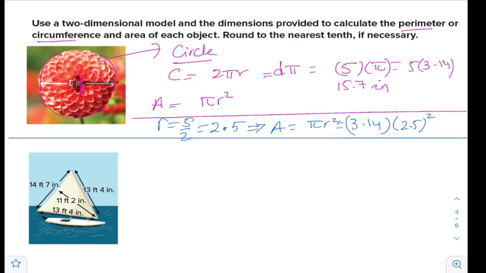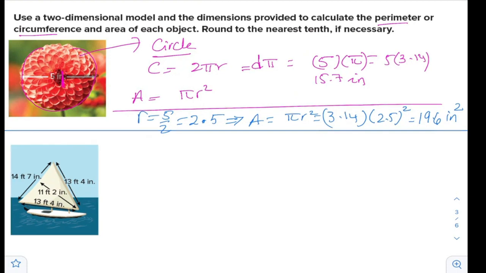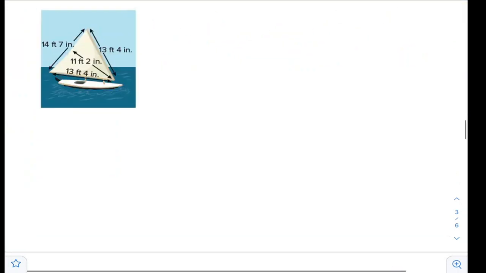2.5 squared is 6.25, so it can be written as 6.25 pi, or you can multiply by 3.14, which is 19.6 inches squared. Now let's move to this example. This is a little bit confusing because it's a mix of feet and inches. So we need to convert the feet to inches or vice versa.